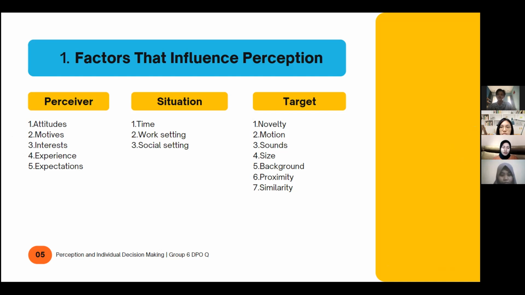And then the target, or the object of perception. It is something or someone who is being perceived. The amount of information gathered by the sensory organs of the perceiver affects the interpretation and understanding about the target. Factors in the target are novelty, motion, sound, size, background, proximity, and similarity.